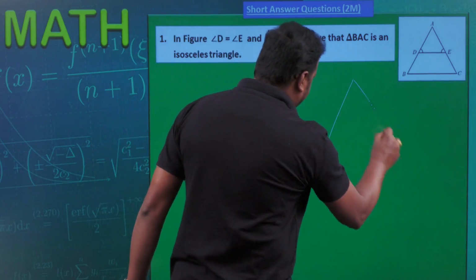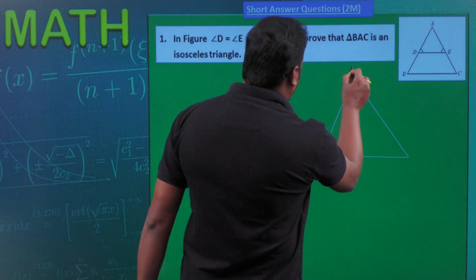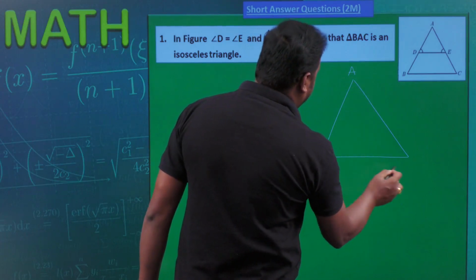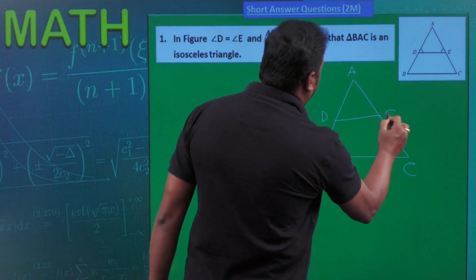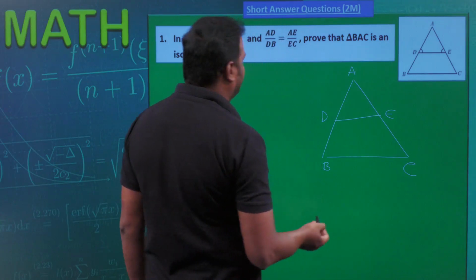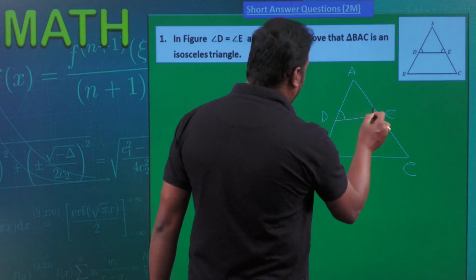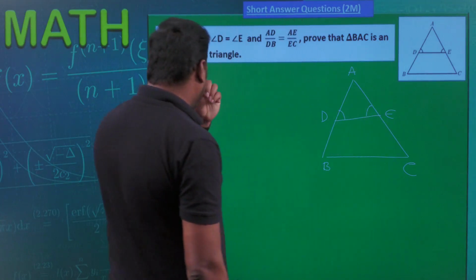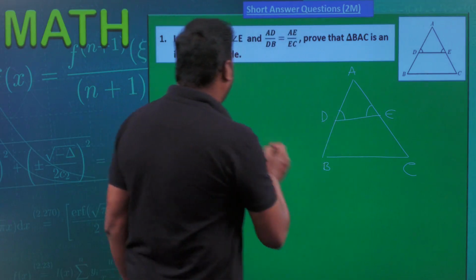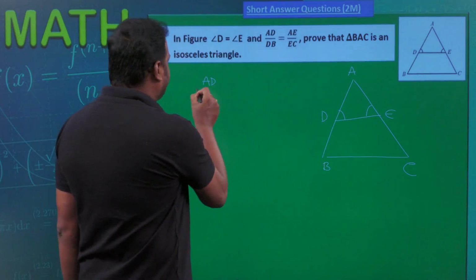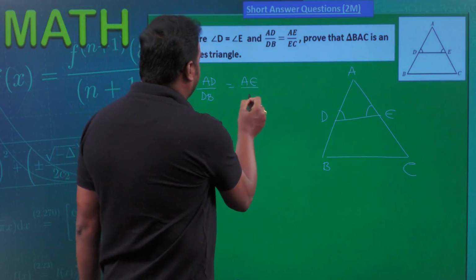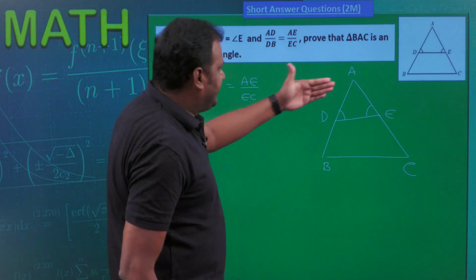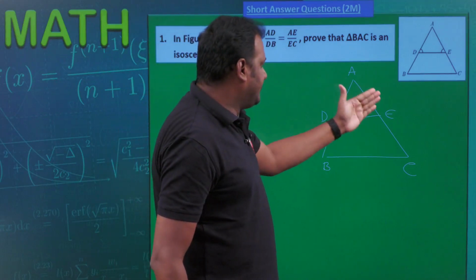I would like to draw this figure again, just to get a better idea. ABC is a triangle and here DE is a line drawn. I don't know whether it is parallel or not, but these two angles are equal. Given that angle D is equal to angle E, and AD by DB is equal to AE by EC.